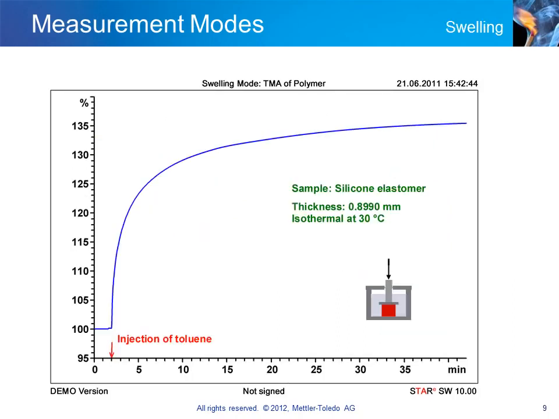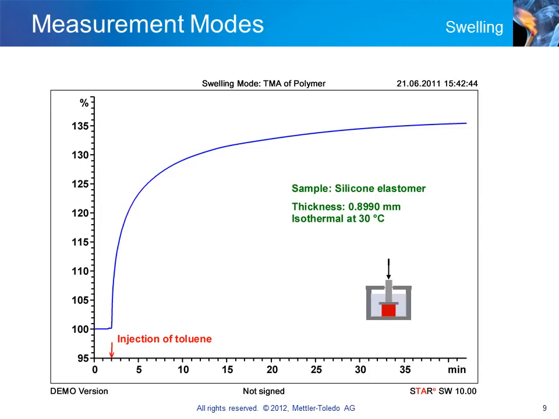The curve in the diagram shows the swelling of an elastomer in toluene. The sample was allowed to equilibrate for 2 minutes at 30 degrees Celsius and the initial thickness was measured. The furnace was then opened briefly and the glass vessel filled with toluene at the same temperature using a syringe.